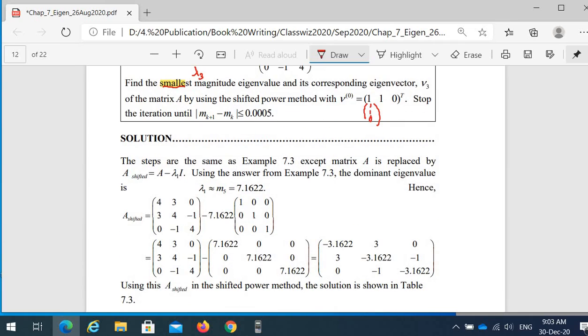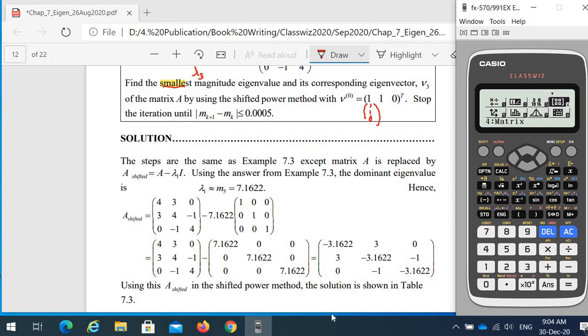Then, first of all, we find the A shifted. This is A minus lambda 1. From our previous video, we get that lambda 1 is actually 7.1622. Then it's A minus lambda 1 times the identity matrix. Or you can use the matrix mode, number 4.